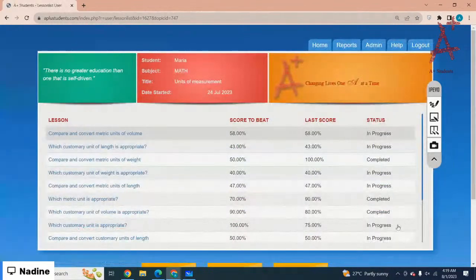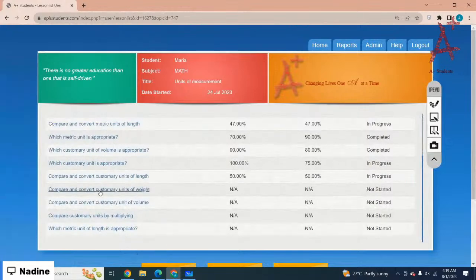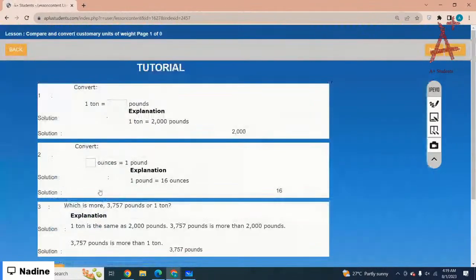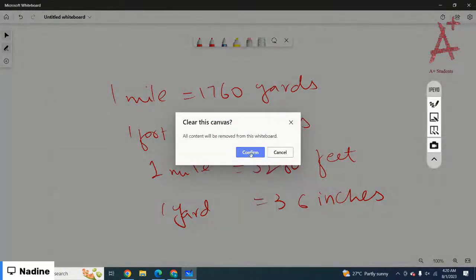And the next lesson is compare and convert customary units of weight. So we are done with customary units of length. Now we're going to start with customary units of weight. So let me just write down the customary conversions. You can note down these very important conversions. These are for length. Now we're going to start with the same thing but just for the weight. So I'm going to write down the conversions for the weight here.